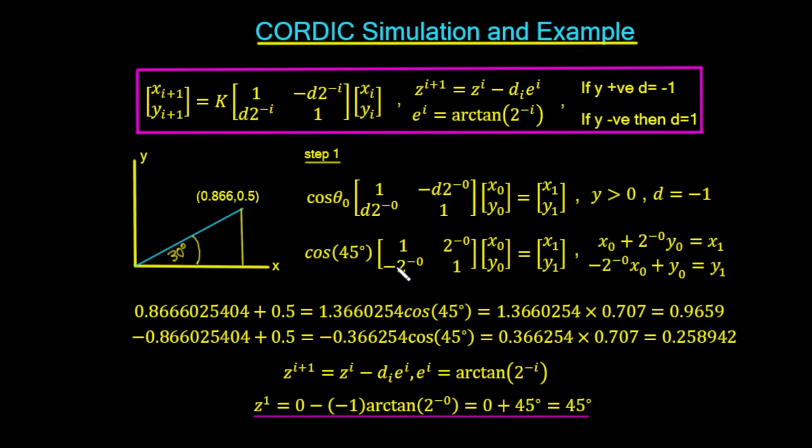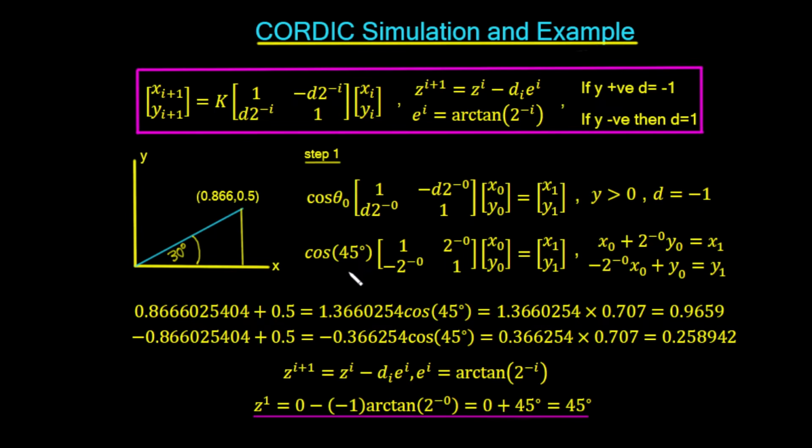And we're going to have minus 2 to the minus 0 times the value of x0, which is this term here. And we're going to have the 1 times y0, which is this term here. And that's equal to y1. Of course, it'll be all of this here times the cos of 45. But I haven't written that down in this instance. I just wanted to show you multiplying out this matrix.